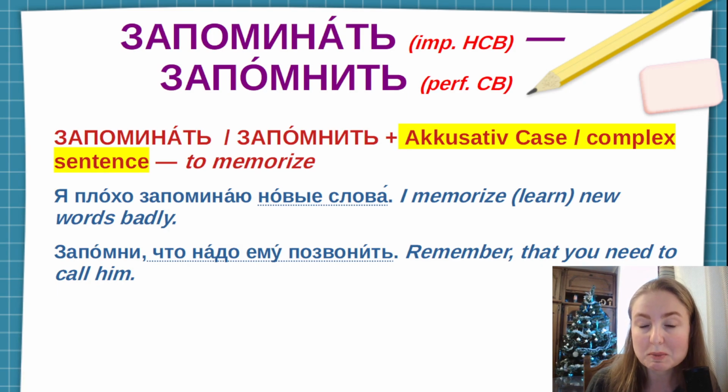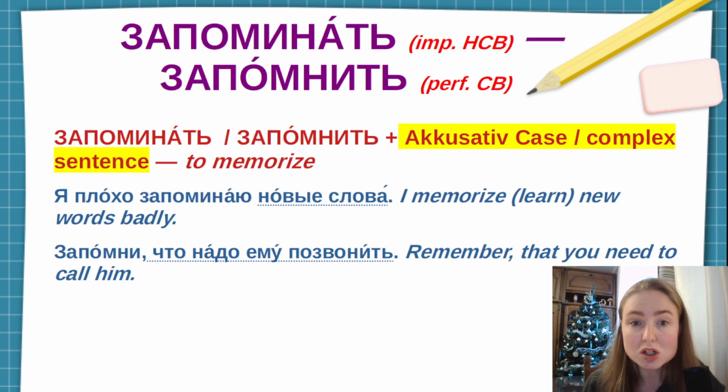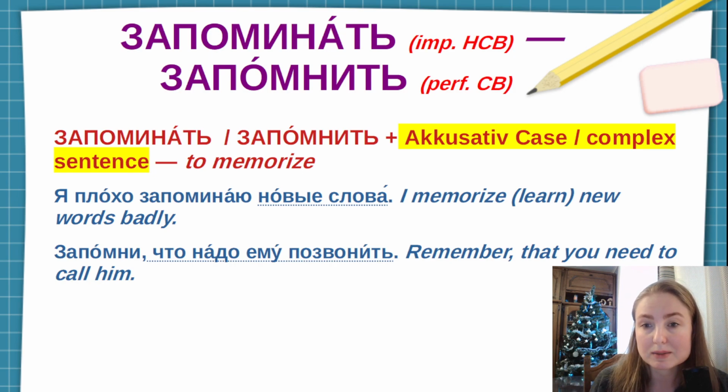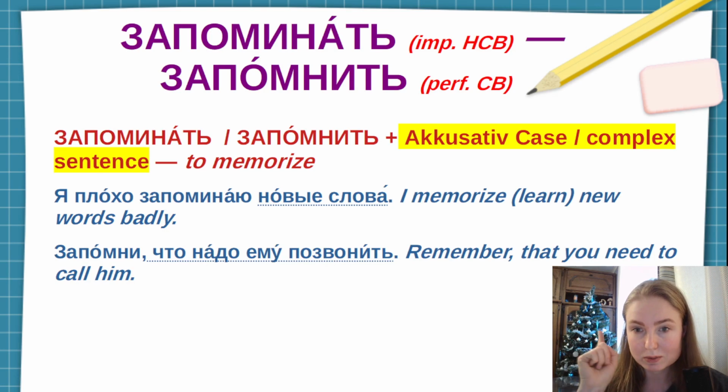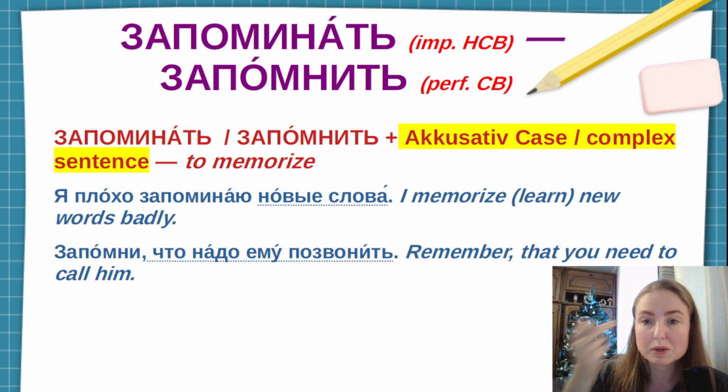So, this verb, запоминать and запомнить, we can use with the accusative case, with an object, like я плохо запоминаю новые слова. Новые слова, it's the accusative case. Or we can use this verb in a complex sentence, like запомни, что надо ему позвонить. Что надо ему позвонить, we can see here the second clause. That's why it's a complex sentence. Okay, so fix it: запоминать is the action when you upload new information to your brain.